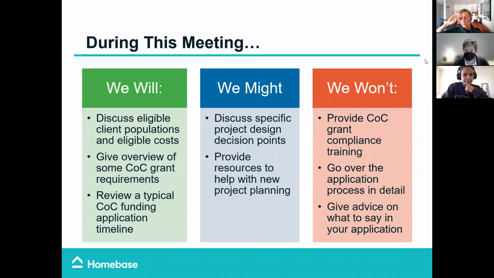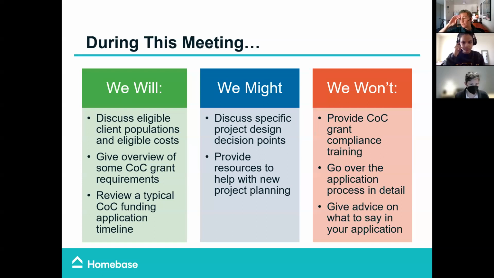So during this meeting, what will we be doing? We will be going over what are the eligible client populations and some of the eligible things you can spend money on if you get a COC grant. We'll be giving a quick overview of just a few of the major COC grant requirements. And we'll be reviewing a typical COC funding application timeline.